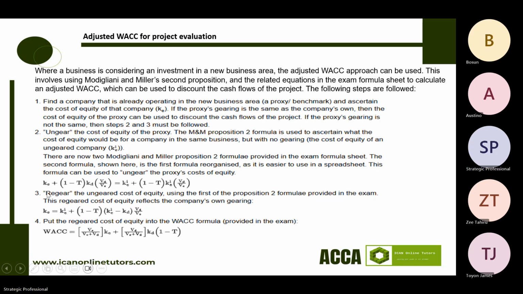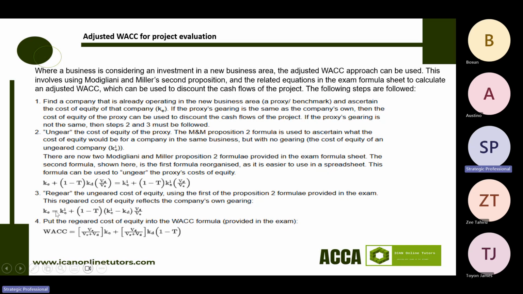This is the formula: Ke-g plus 1 minus tax rate times cost of debt, value of debt divided by value of equity. That's what we use in number 2, with the cost of equity of the proxy company. Most of the data in this formula is the proxy company's data. So we take its cost of equity, plus 1 minus the tax rate applied to its cost of debt, to get the post-tax cost of debt, times the value of the debt of the company divided by the value of the equity of the proxy company. So you get your Ke-u, which is your ungeared cost of equity.